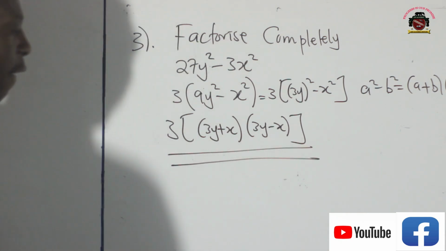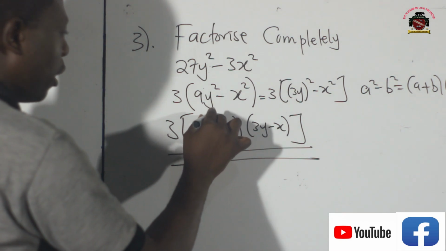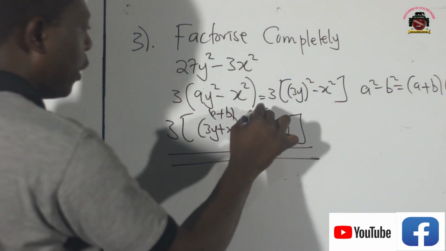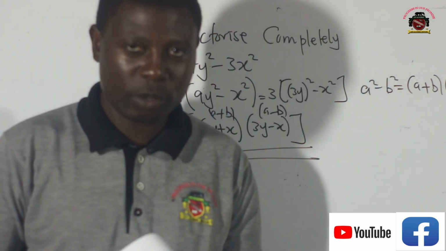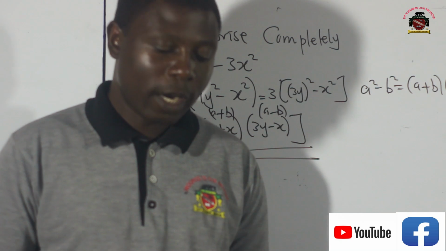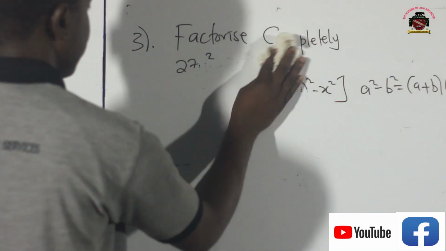We even underline. So this is difference of two squares, because here we have a plus b, and then here we have a minus b, as a difference of two squares. Okay, very interesting question. Let's move on to question 4.